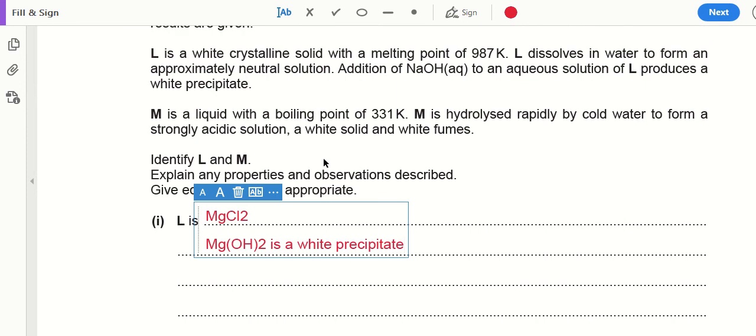Now you can write an equation. So I can write an equation to show how magnesium chloride forms magnesium hydroxide. It is the reaction between magnesium chloride and sodium hydroxide. Again, it is mentioned in the question. We are only explaining.